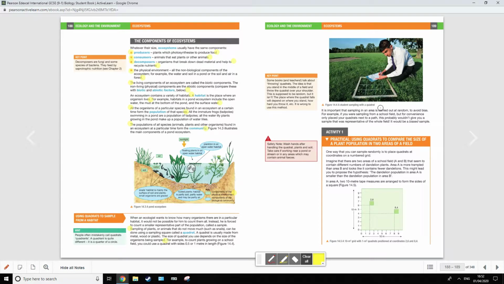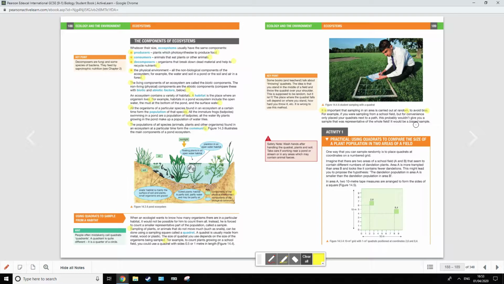It is important that sampling in an area is carried out at random. This is important to avoid bias. For example, if you are sampling from a school field, but for convenience you place your quadrats next to a path, this probably wouldn't give you a sample that was representative of the whole field. It will be a biased sample. Biased means actually rigged. If you just say, oh, there's mud here, I cannot go there, I will not sample there, it won't represent the whole population, the whole habitat, or the whole ecosystem. So it should be at random.